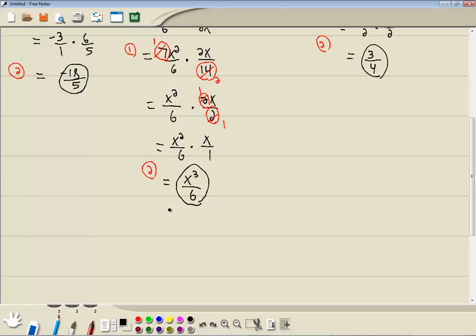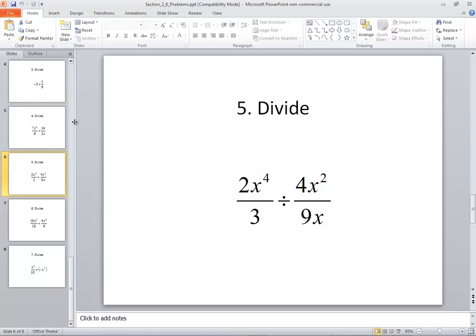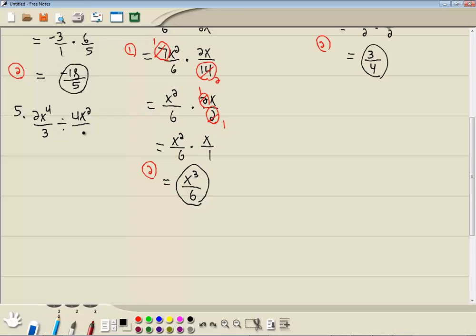Okay, let's look at this one. We've got 2x to the 4th over 3 divided by 4x squared over 9x. Okay. Never divide. We immediately rewrite it as multiplication. So we've got 2x to the 4th over 3 times 9x over 4x squared.